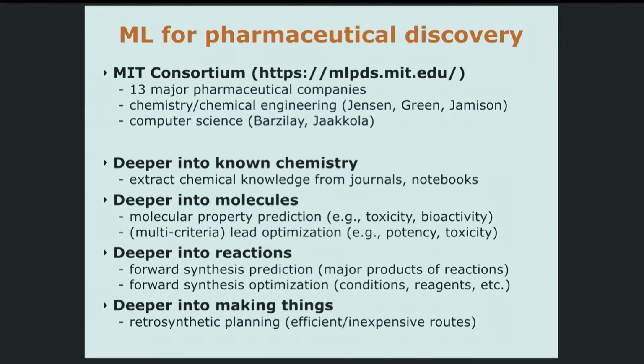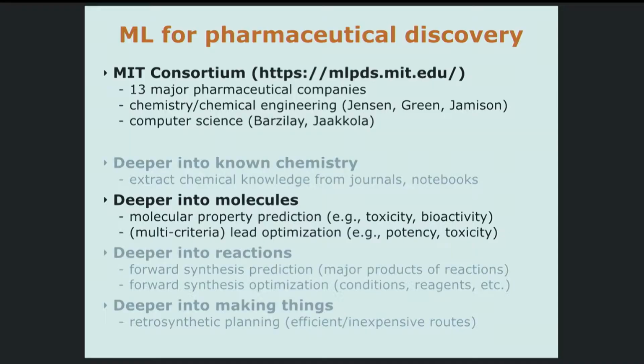For example, we are trying to lift information from journal articles, notebooks, and others into a computational form so that it can complement more curated databases. We're trying to understand molecules, their properties, how to make predictions about molecular properties, how to optimize molecules. These are topics that I'm going to be talking about a little bit more as we go. We are also trying to understand reactions, what comes out of a reaction, how to optimize reactions, as well as how to manufacture chemicals that we want to produce.